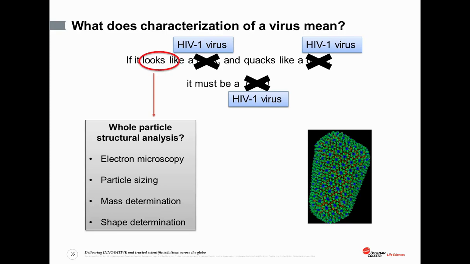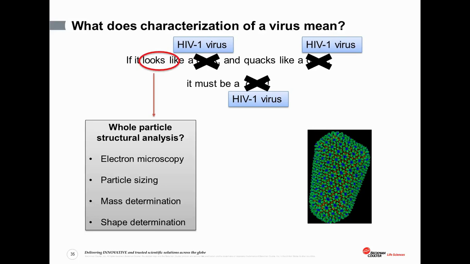So we are back again to that original question: it looks like an HIV virus, quacks like an HIV virus, so it must be an HIV virus. In this case, we are, of course, not talking about an HIV virus. We're talking about an AAV virus. So that earlier question now breaks down into another component, where it looks like. We're now going to focus on this part of the sentence.